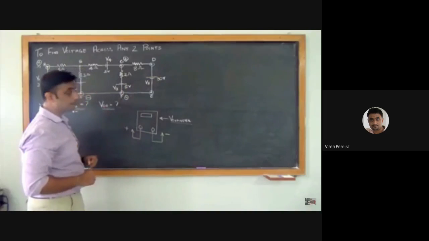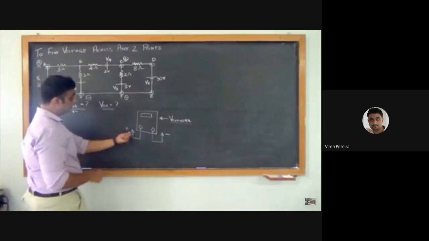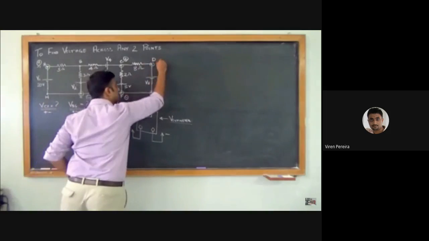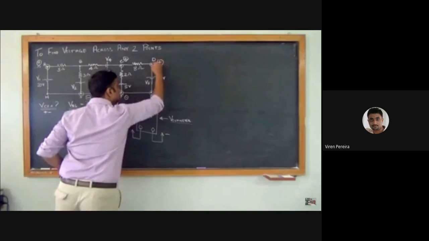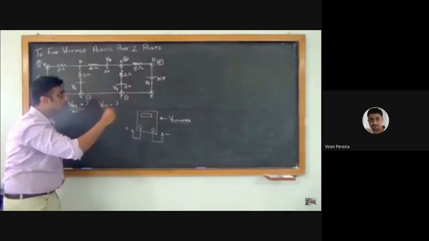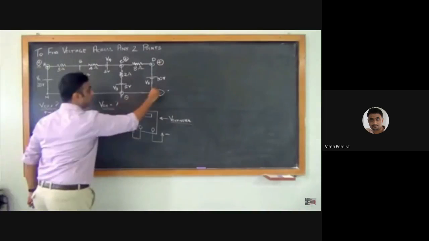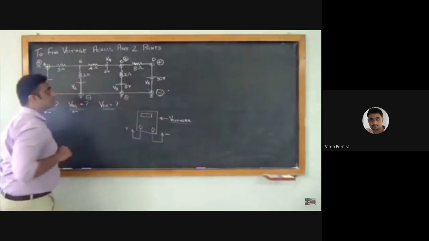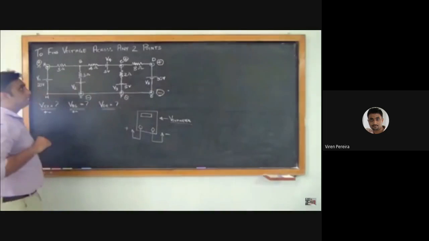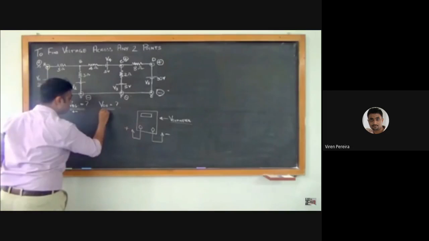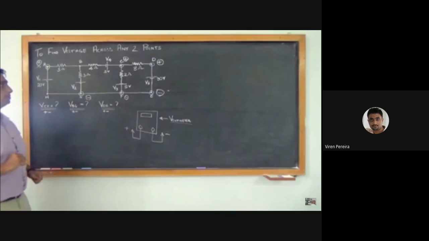How will the voltmeter be connected? The first terminal or the positive terminal of the voltmeter will be connected to D, and the negative terminal will be connected to E. So you have your positive terminal connected to D and your negative connected to E. So this also will have a positive here and a negative here.